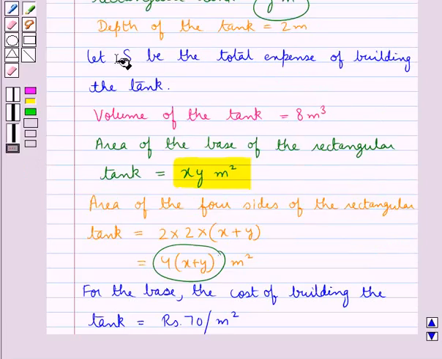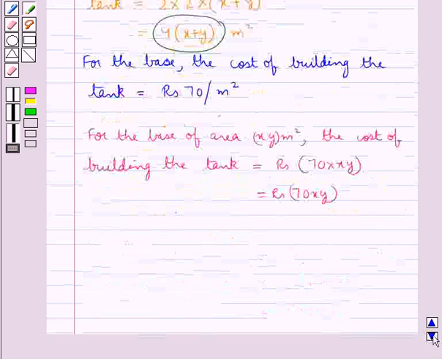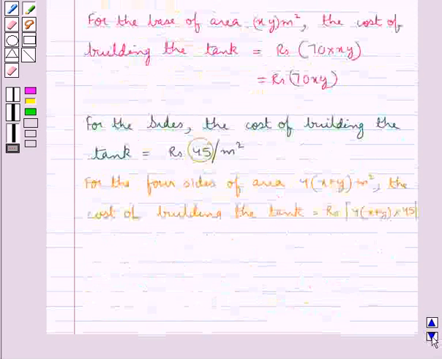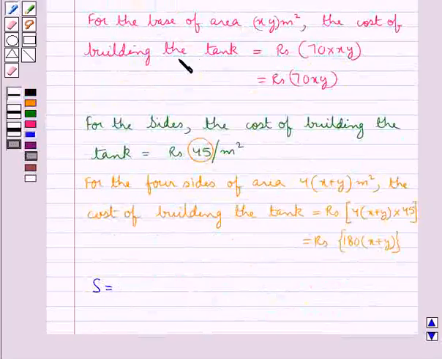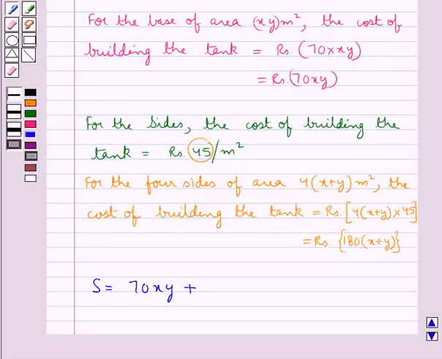We had assumed earlier that S be the total expense of building the tank. So now we have S would be equal to the cost of building the tank for the base of area XY meter square, which is 70XY, plus the cost of building the tank for the four sides of area 2 into (X plus Y) meter square, which is 180 into (X plus Y). So we have S is equal to 70XY plus 180 into (X plus Y) the whole.